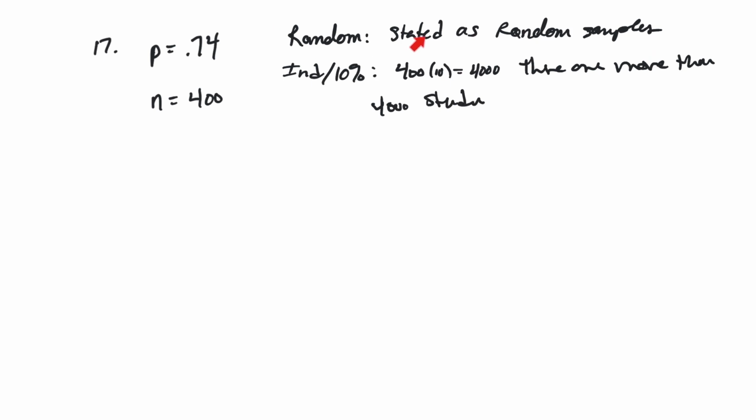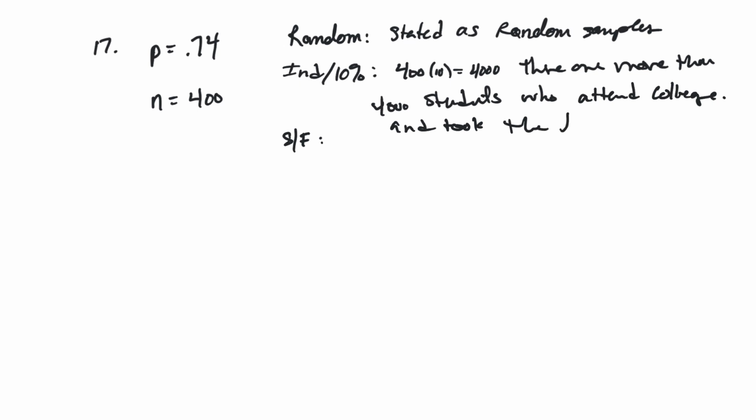So randomness, it actually told us it was random. So you can simply say the word stated in the problem, stated as random samples, however you want to say it. Here again, we're sampling without replacement, so really we're not doing independence, we're doing the 10%. So we're doing 400 times 10, this is going to be 4,000. Are there 4,000 freshmen in college that would go back as sophomores? Absolutely, without a doubt, that's true. So I definitely have less than 10% of my population.